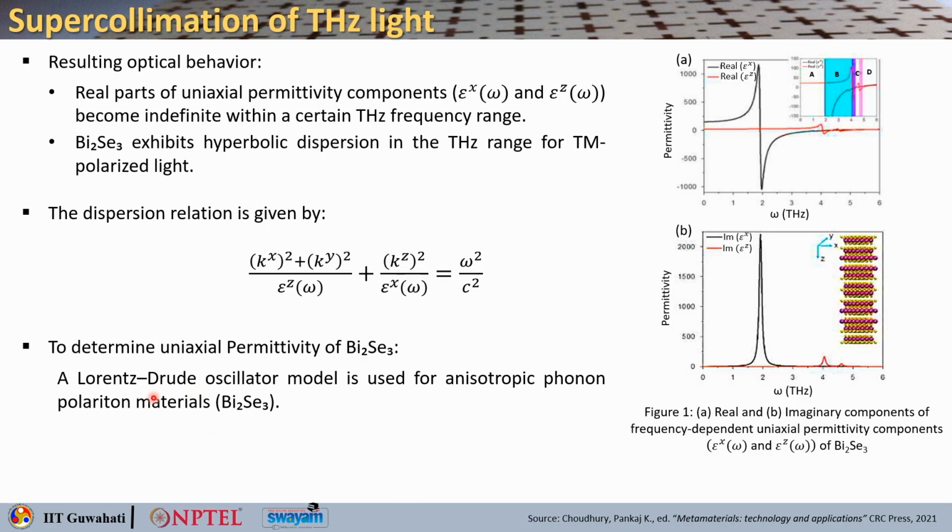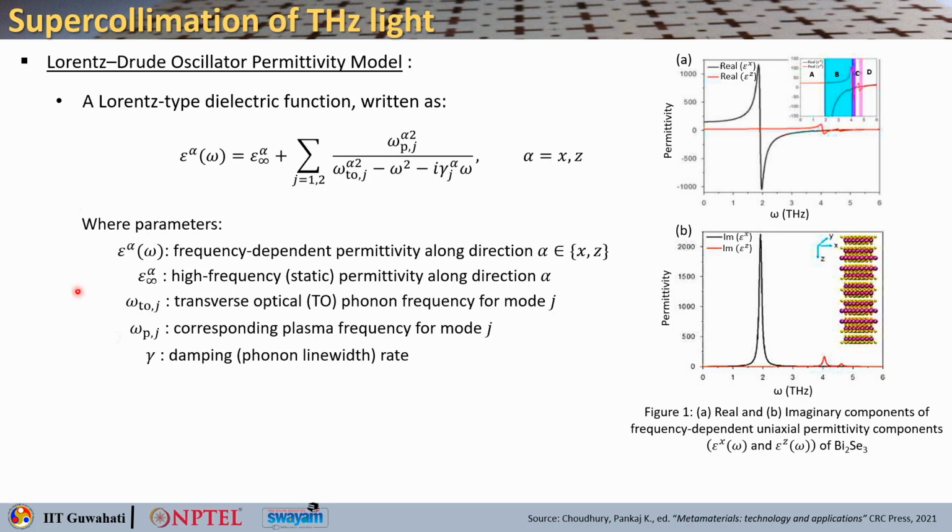directions. So, as the name suggests, this particular model combines the Drude model for free carriers and Lorentz model for bound electrons. So, it incorporates both the dynamic response of the electrons in the material to the electromagnetic field and also the effects of damping, right. So, for anisotropic materials such as bismuth selenide, this model is applied separately for different directions, accounting for the material's directional dependent optical properties. So, here is the model.